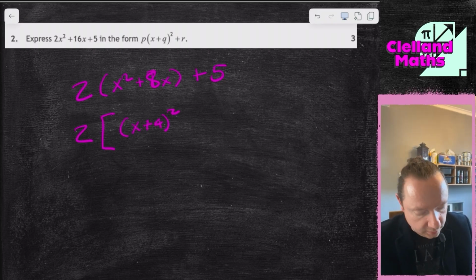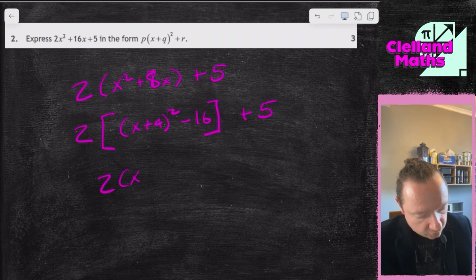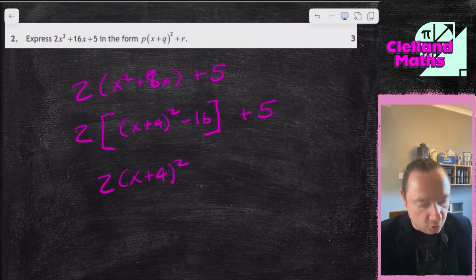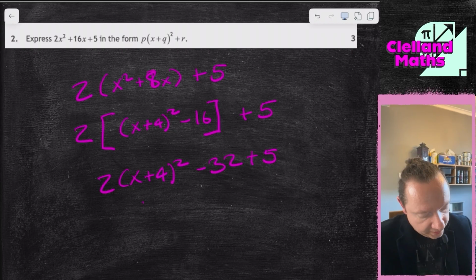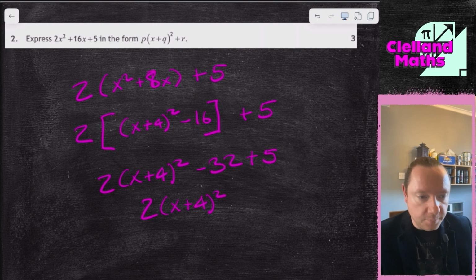Remember to take away 4 squared. But that's stuck inside this bracket, and the 5 is hanging out on the outside. So that's 2(x plus 4) squared. And I'll have to do 2 times 16, which is 32, plus 5. So finally I get 2(x plus 4) all squared, minus 32 plus 5 is minus 27.